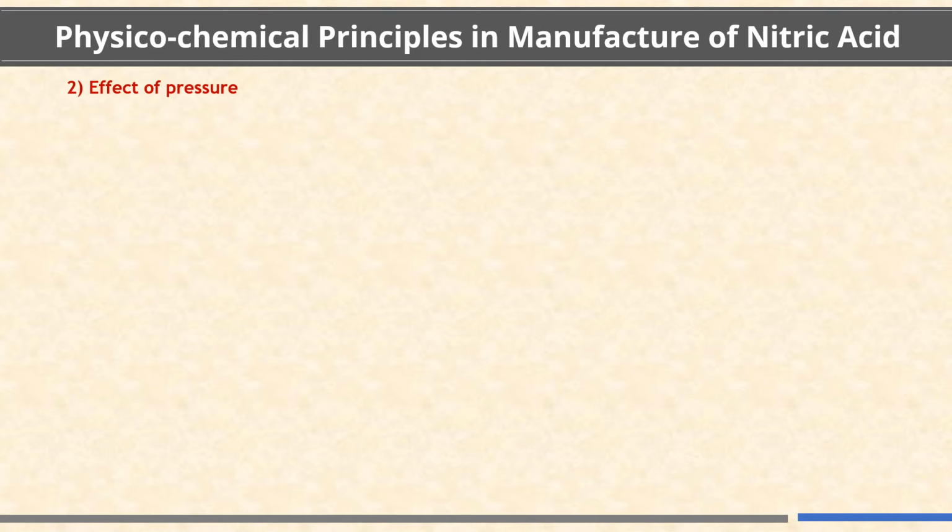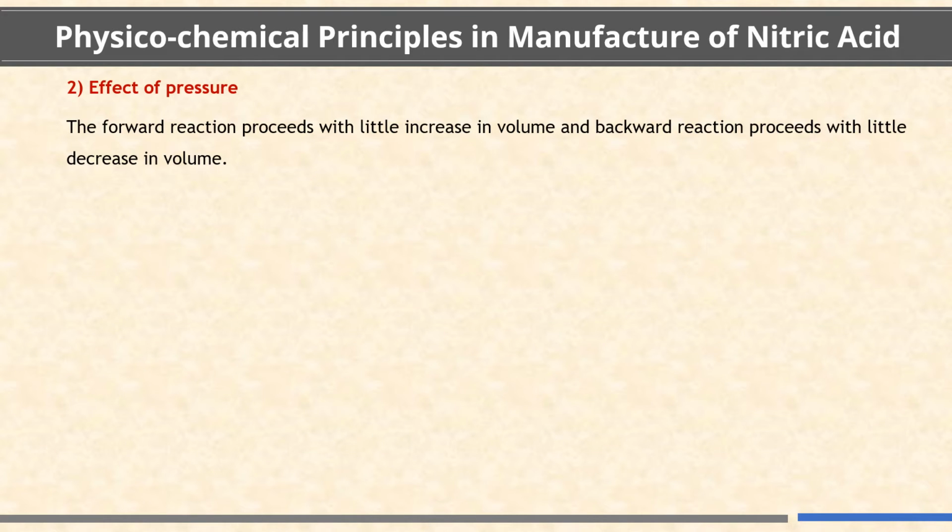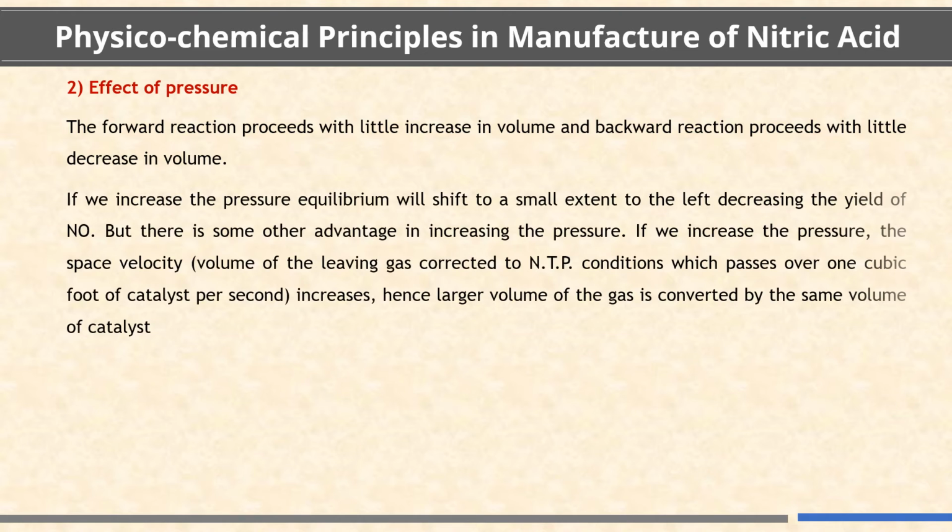Effect of pressure. The forward reaction proceeds with a little increase in volume and the backward reaction proceeds with little decrease in the volume, that is 9 volumes give rise to 10 volumes of the product, and 10 volumes of the product give rise to 9 volumes in the reversible reaction. If we increase the pressure, equilibrium will shift to a small extent to the left, decreasing the yield of nitric oxide, but there is some advantage in increasing pressure.